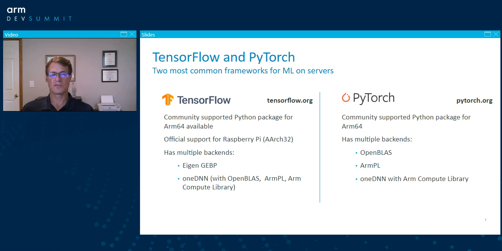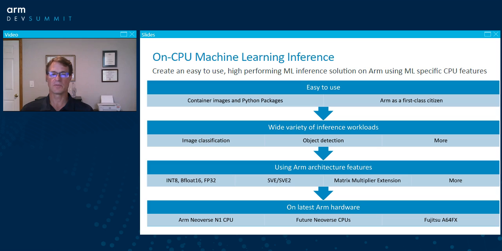Both of the machine learning frameworks support multiple backends. Today we're going to provide some information on how TensorFlow works with the Eigen and oneDNN backends, both with OpenBLAS, the ARM Performance Library, and the ARM Compute Library, as well as some information about PyTorch, how it's working with OpenBLAS, ARM Performance Library, and in the future, oneDNN with the ARM Compute Library.